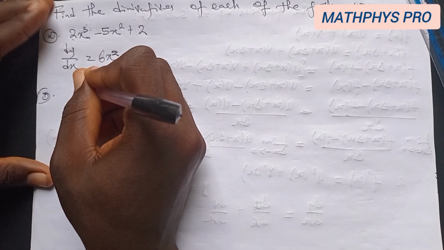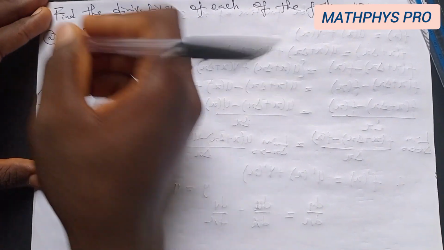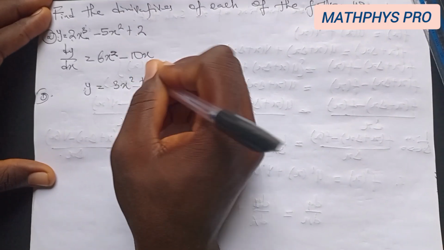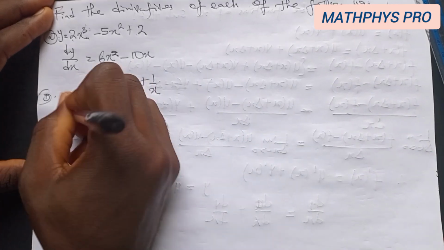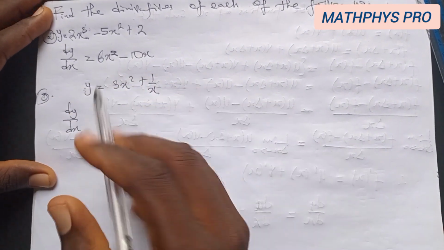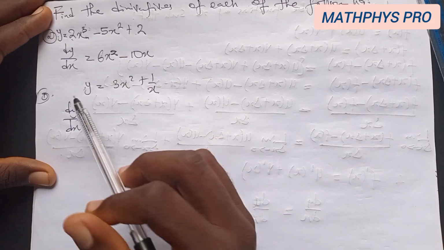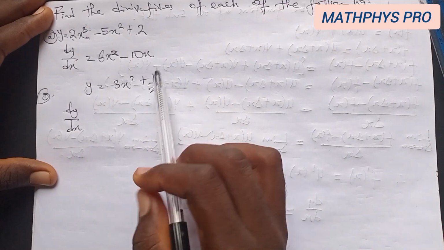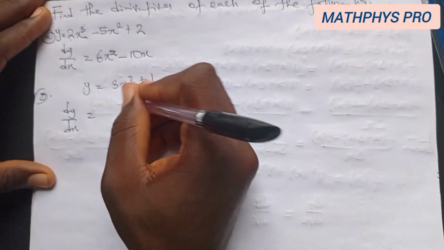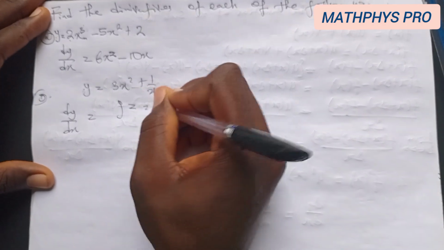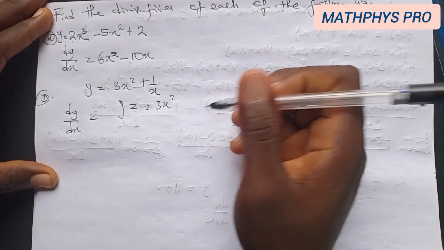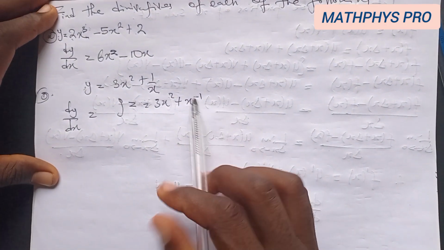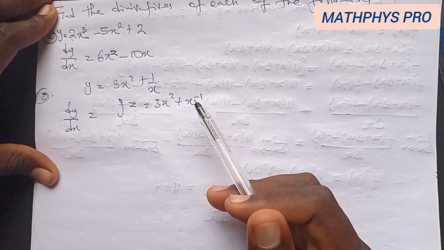It says that if y is equal to 3x squared plus 1 over x, find dy dx. We can say that dy dx, remember that we are finding the derivative of this function y equals 3x squared plus 1 over x. So this can also be written as y is equal to 3x squared plus, 1 over x, according to the law of indices, is equal to x raised to minus 1.